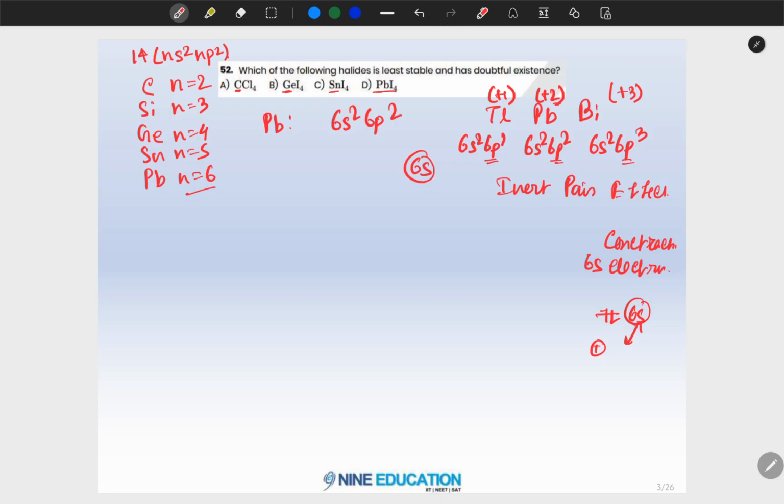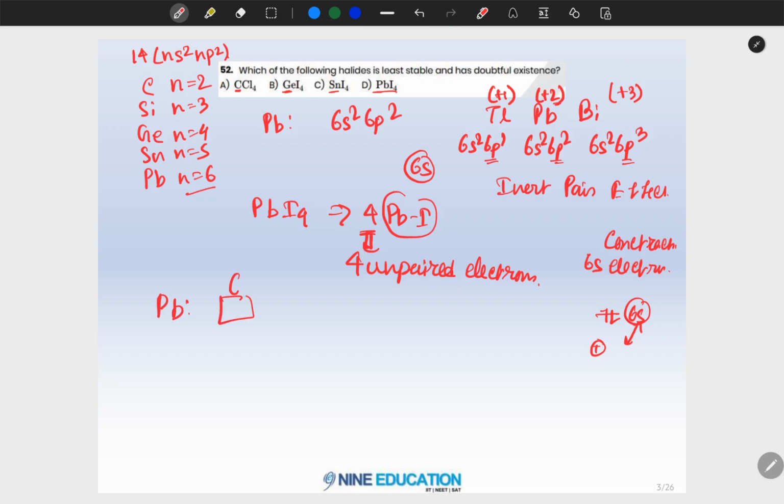Now consider option D over here. In PbI4, there are 4 Pb-I bonds. For the formation of 4 covalent bonds, obviously 4 unpaired electrons are required. Now in lead, this is the orbital diagram of the outermost shell, 6s and 6p. So 1, 2, 3, 4. For the formation of 4 covalent bonds, 4 unpaired electrons are required.